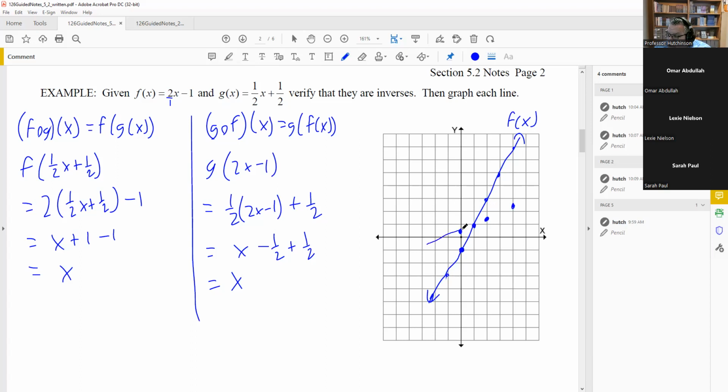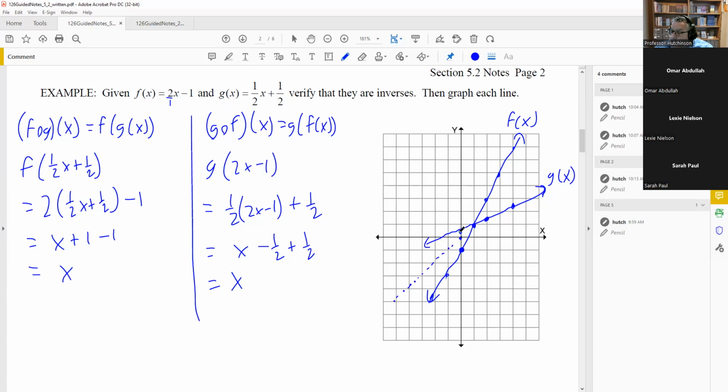And it looks like it'll cross over my other line right there at the point 1, 1. So they kind of both intersect there at 1, 1. This is g of x. Now, because I get x as a result here, I want to go ahead and graph that one as well. I'm going to do that with a dotted line. So if I want to graph the line y equal x, that's just a line that goes through 0, 0, and it has a slope of 1.